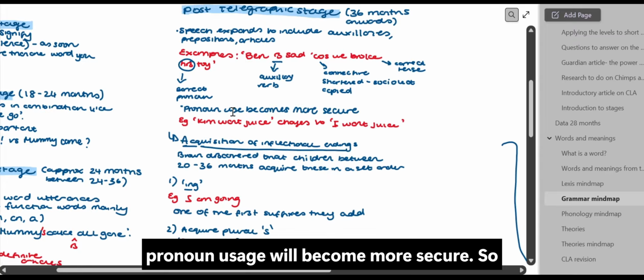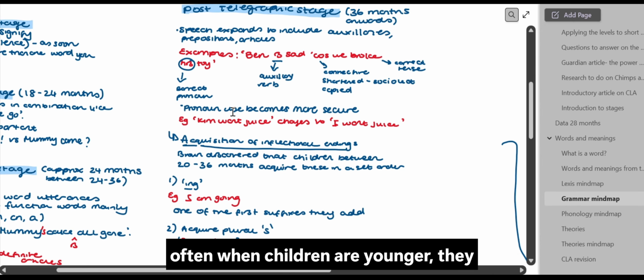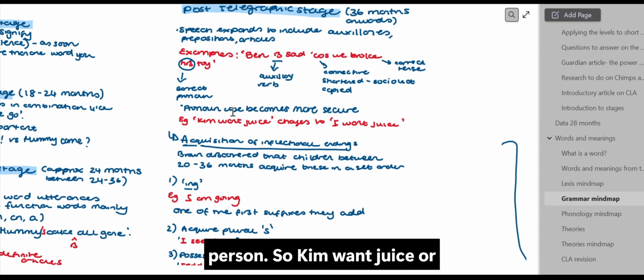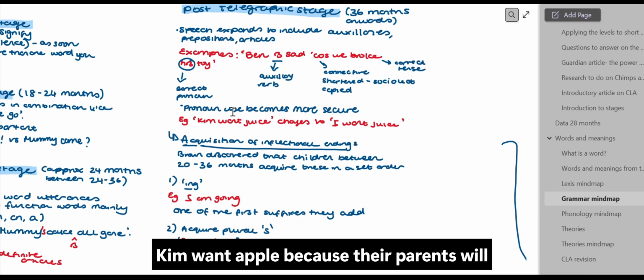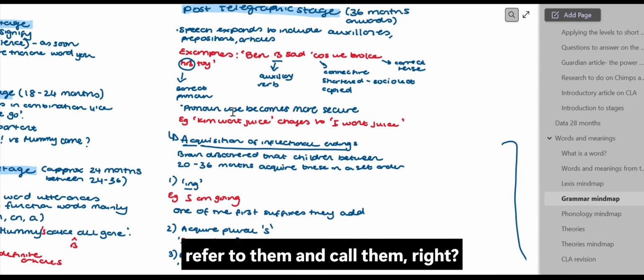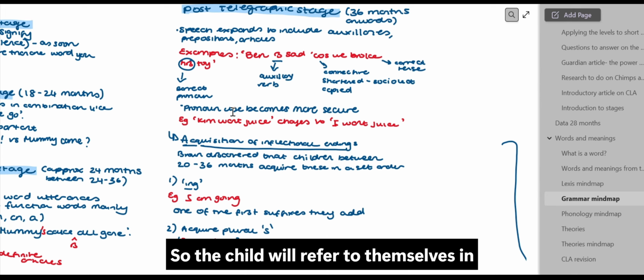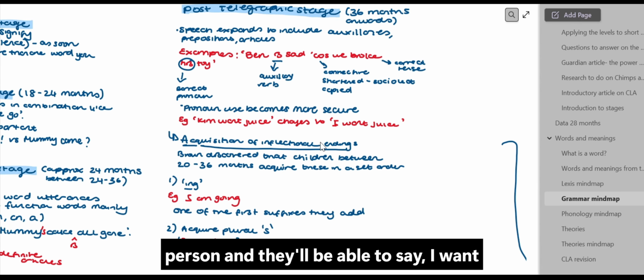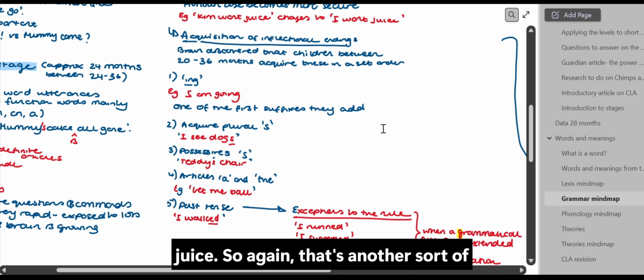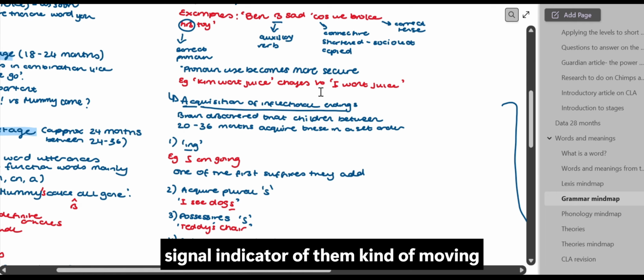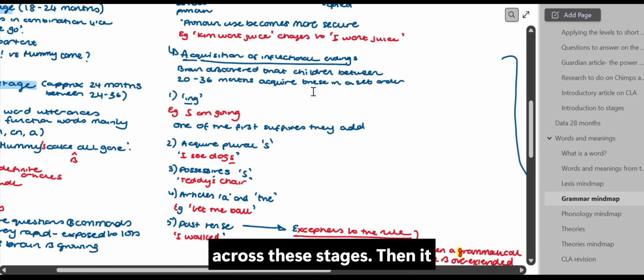And the pronoun usage will become more secure. So often when children are younger, they will refer to themselves in the third person. So Kim want juice or Kim want apple, because their parents will refer to them and call them, right? They'll say Kim come here or Kim do this. So the child will refer to themselves in the third person. But later on, when the pronoun use becomes more secure, they will be able to refer to themselves in the first person, and they'll be able to say I want juice. So again, that's another signal indicator of them moving across these stages.